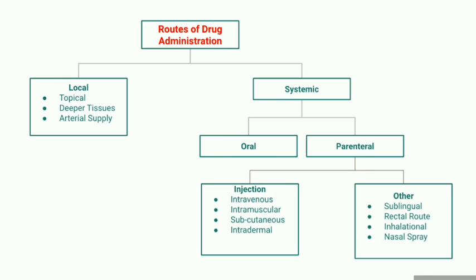In this flowchart, you are seeing this. The routes of drug administration are divided into local and systemic routes. The local route is further subdivided into the topical, deeper tissues, and arterial supply, whereas the systemic route of drug administration is divided into the oral and parenteral route, and the parenteral route is of two types, injections and other routes. So we will discuss the local routes of drug administration here in the next slide.